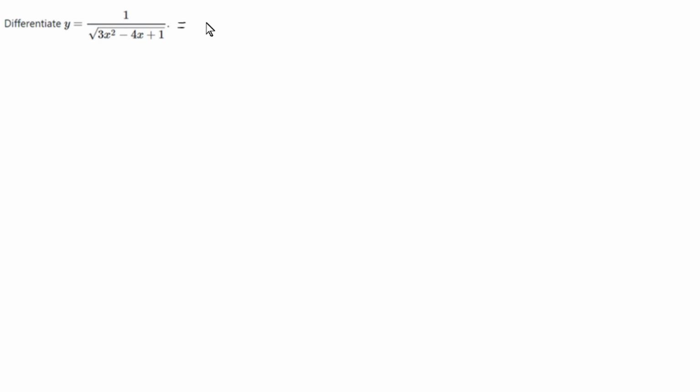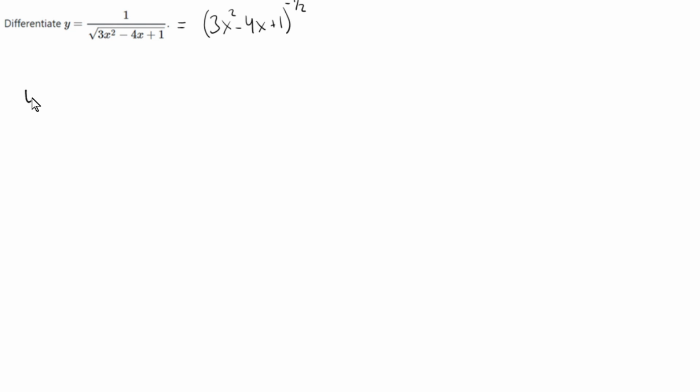If we rewrite this, we're going to get 3x squared minus 4x plus 1 to the power of negative half. Okay, so now we can move on to differentiating this function. We will need to use the chain rule here because we have an inside function and the outside function.